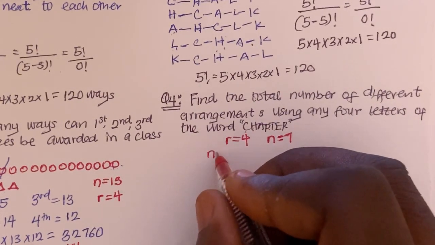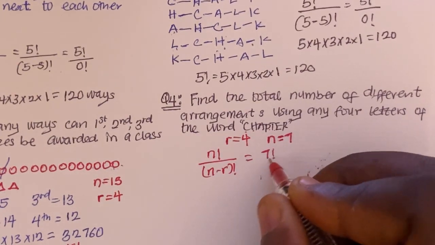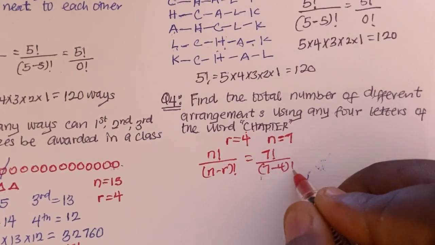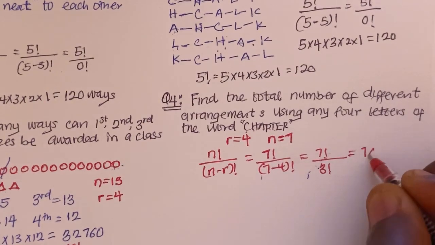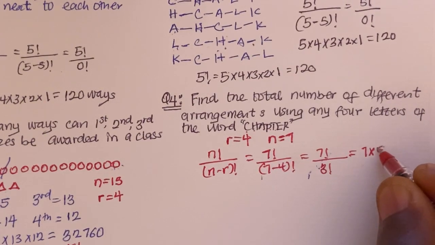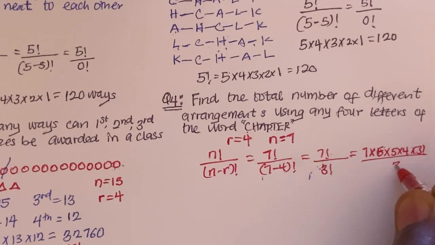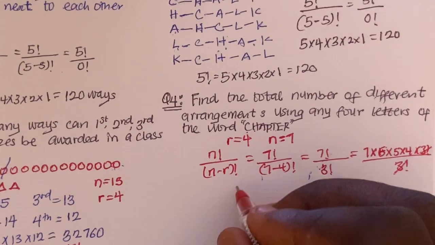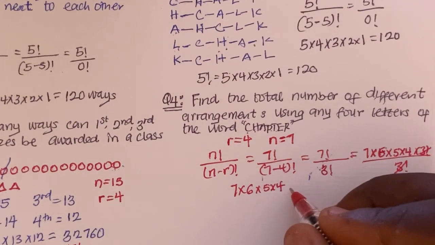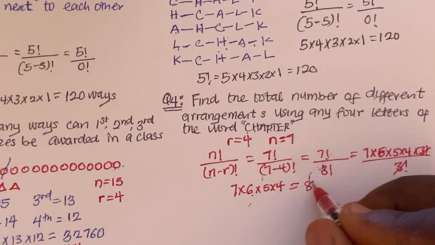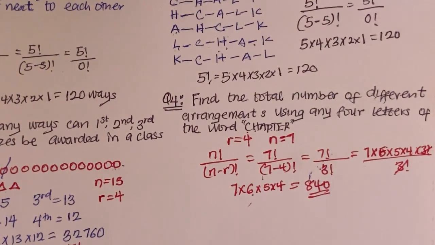So you can simply use n factorial divided by n minus r factorial, which is 7 factorial divided by 7 minus 4 factorial, which is 7 factorial divided by 3 factorial. This is simply 7 multiplied by 6, multiplied by 5, multiplied by 4, multiplied by 3 factorial, divided by 3 factorial. This cancels this, then we are left with 7 multiplied by 6 multiplied by 5 multiplied by 4, which equals 840, if I'm not wrong. That's actually 840. So that's the end of the video on word problems on permutation.